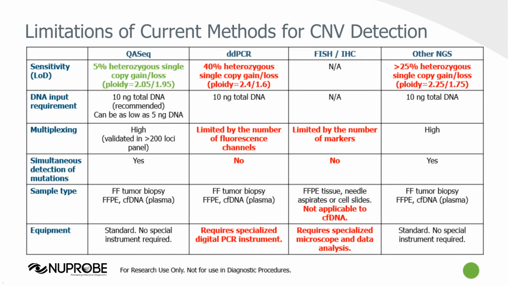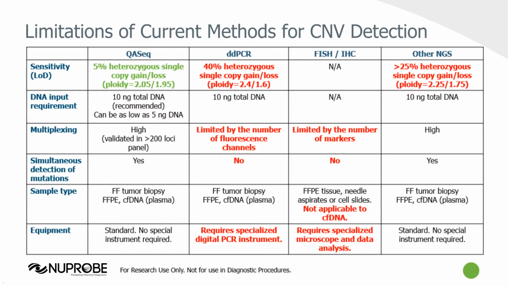CNV's importance is getting more and more attention in this industry, and people have developed multiple technologies to quantify popular CNV genes. So what is the uniqueness of our QASeq technology? First of all, NGS panels, compared to ddPCR, FISH, or immunohistochemistry, have obvious advantages.